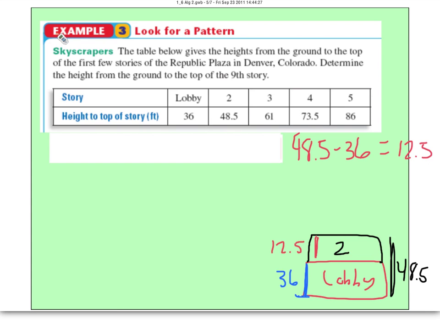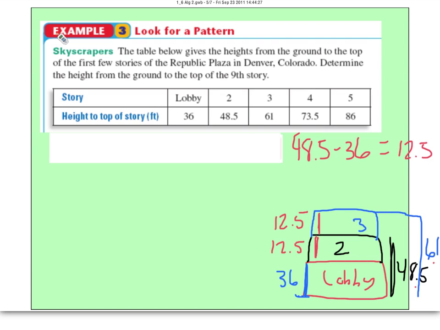Well, what happens to the third floor? Well, the third floor is 61 feet. Okay, so if I imagine here's the third floor, the distance here is 61. Well, what's the difference between the third floor and the second floor? Well, 61 minus 48.5 is again 12.5.